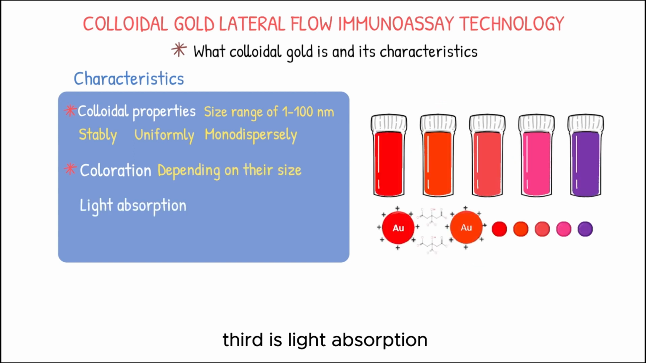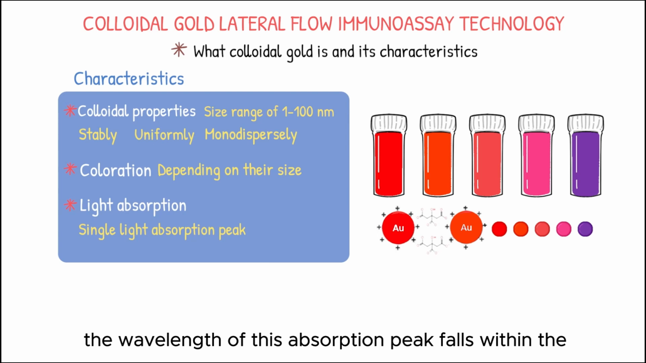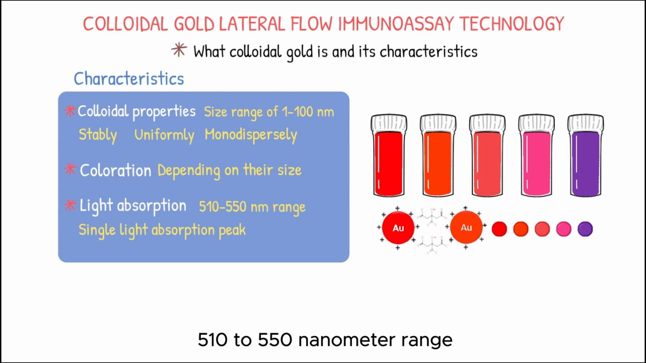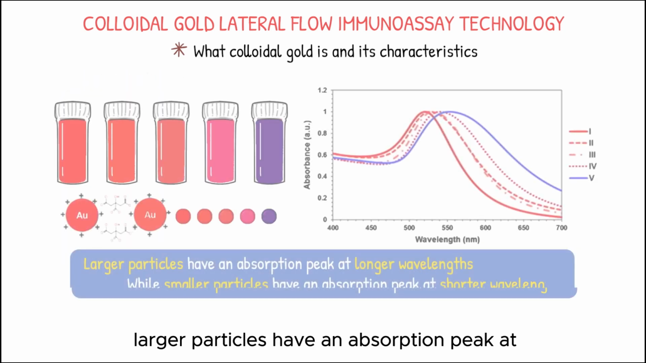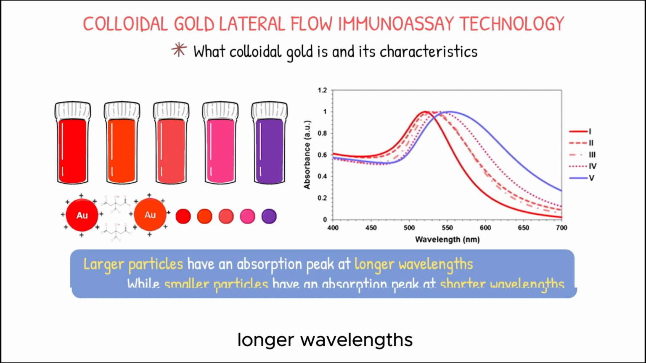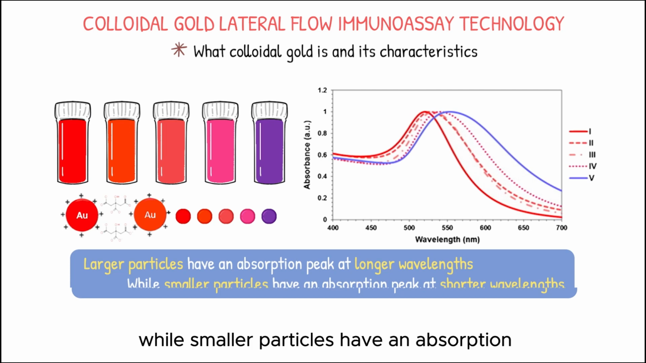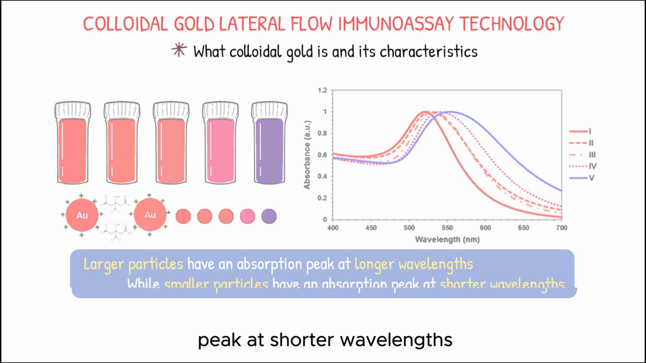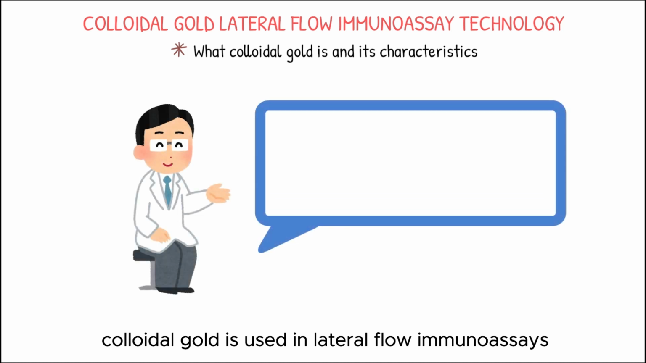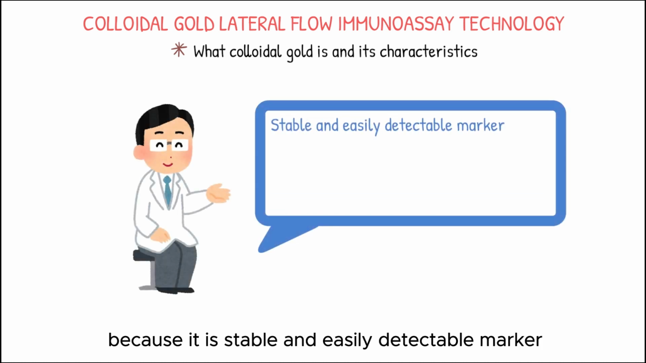Third is light absorption. Colloidal gold has a single light absorption peak in the visible light range. The wavelength of this absorption peak falls within the 510 to 550 nanometer range, and it varies with the size of the particle. Larger particles have an absorption peak at longer wavelengths, while smaller particles have an absorption peak at shorter wavelengths. Colloidal gold is used in lateral flow immunoassays because it is a stable and easily detectable marker.